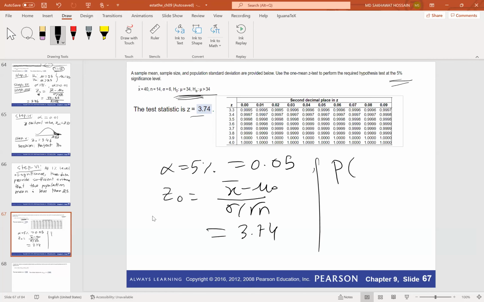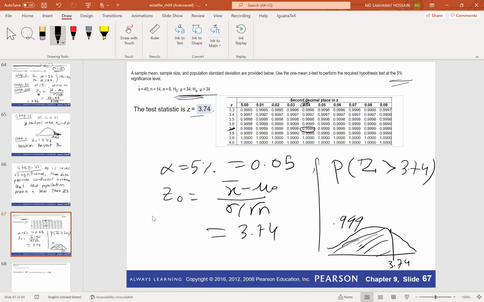Then you need to find the p-value. Since this is a right tail test, the p-value will be P(Z greater than 3.74). Okay, so if you look at 3.74, this is 3.7 and 4 is here. So this value is 0.9999. If you look at this number, you will get this area, which is 0.9999. But we are looking for the area on the right side.